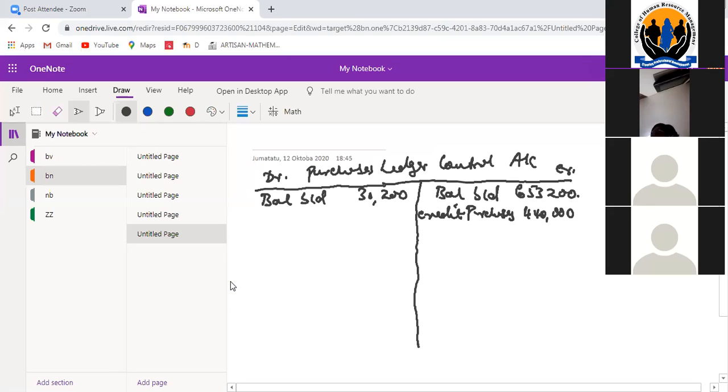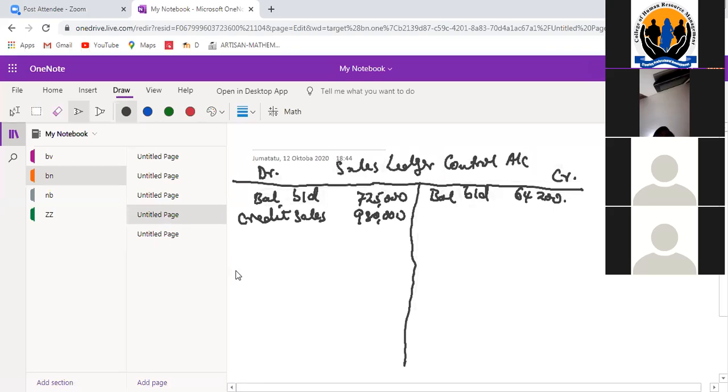Next, Susan. Interest charged to debtors, 8,000. Remember, once we charge the interest to our debtors, then we are increasing the amount that they are supposed to pay us. So there is interest here that is amounting to 8,000. Next.